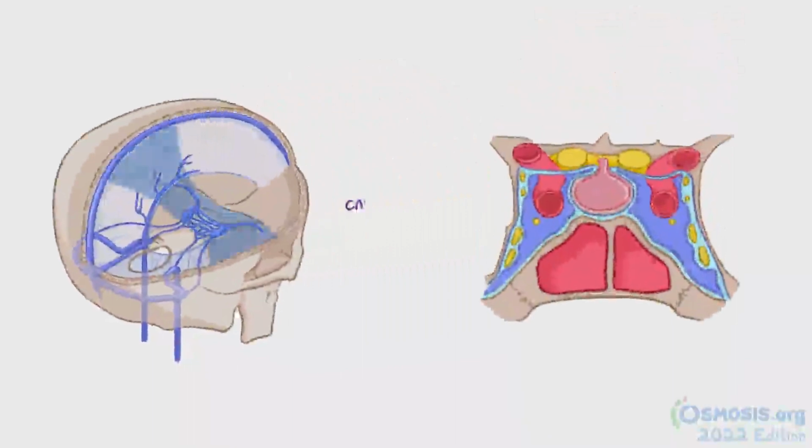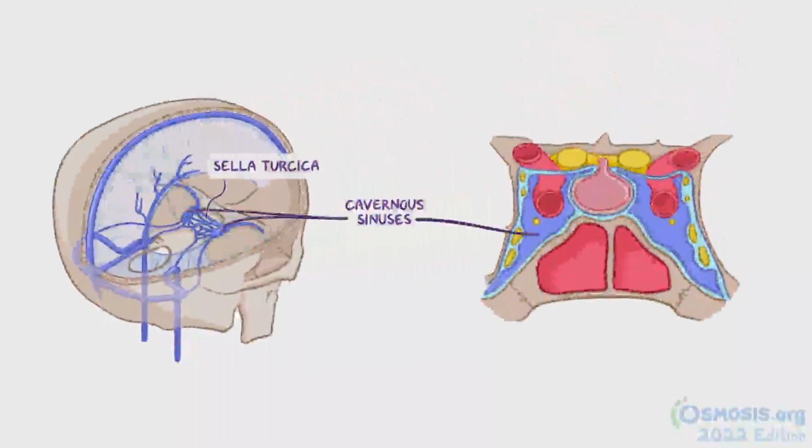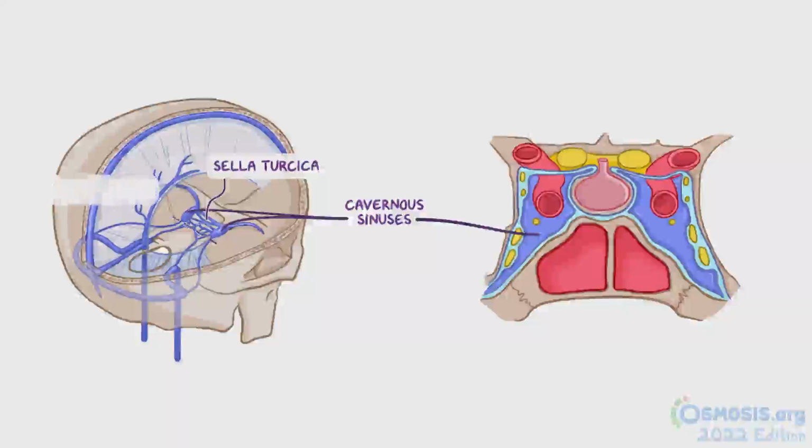Up next, we have the cavernous sinuses, which are located within the middle cranial fossa on either side of the sella turcica of the sphenoid bone. The cavernous sinus extends from the superior orbital fissure to the apex of the petrous part of the temporal bone. The left and right cavernous sinuses are connected to each other via intercavernous sinuses, which are quite variable but usually consist of anterior and posterior parts.